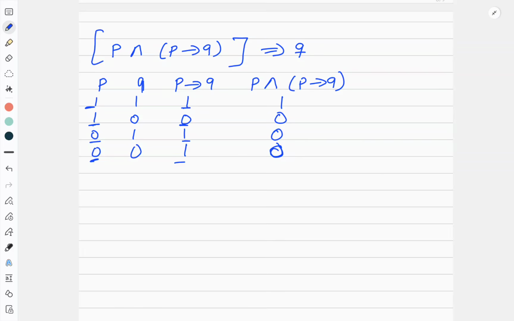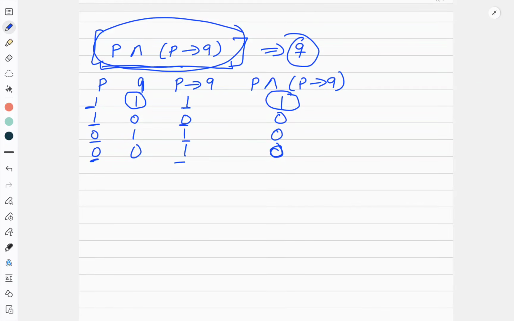Correct? Now, how to do the question? Always search for the truth value 1 for this proposition. So here it is 1 here. Now go back to the value of this proposition and check whether it is 1 or not. So if I go to Q, this is 1. So whenever my left hand side is true, right hand side is also true. So it is logically equivalent.